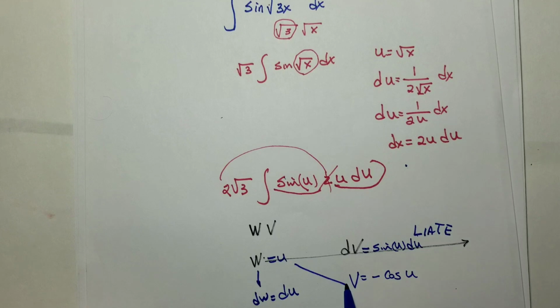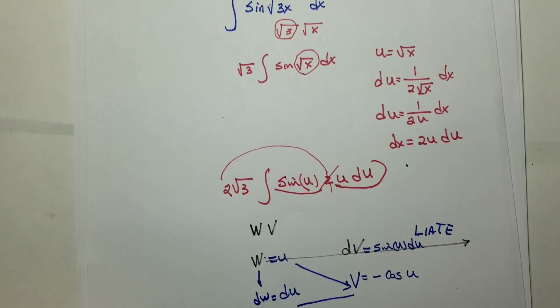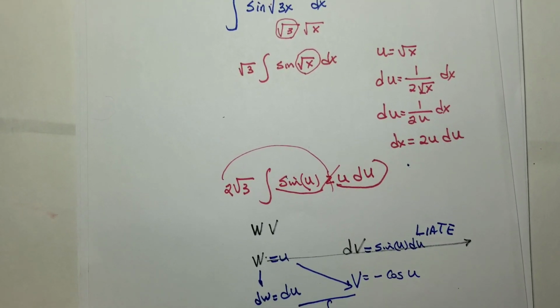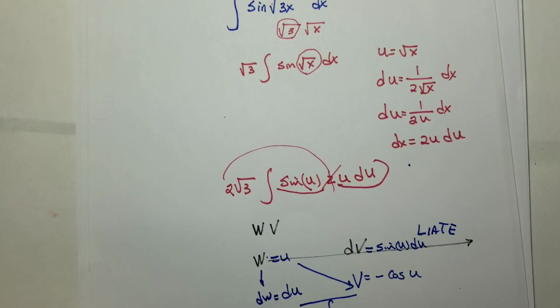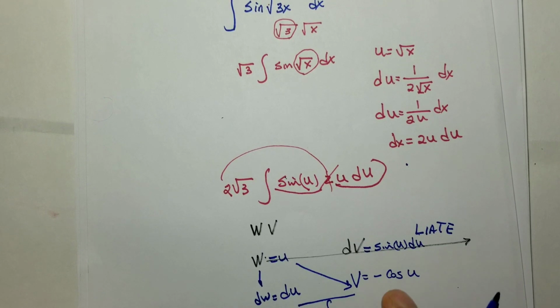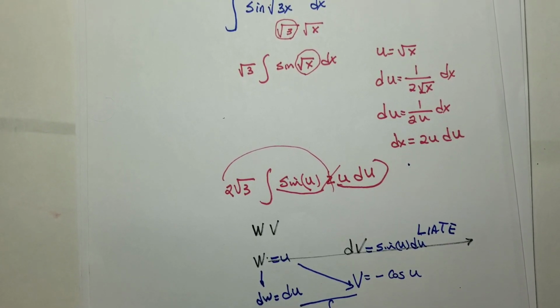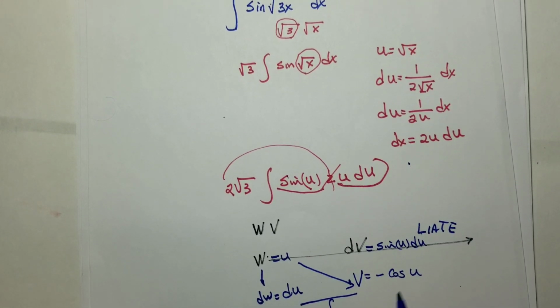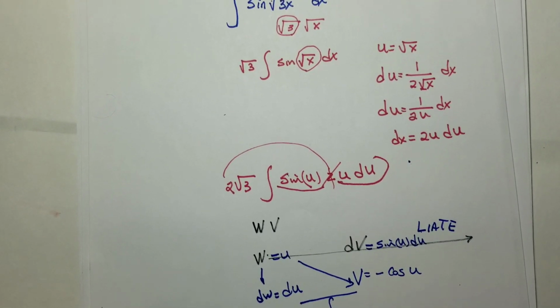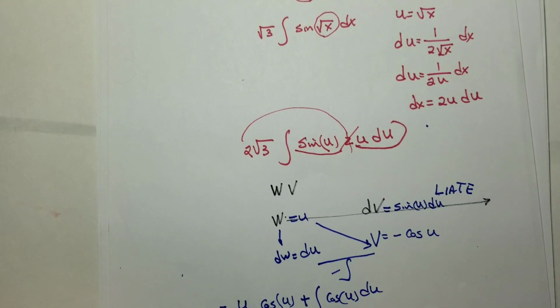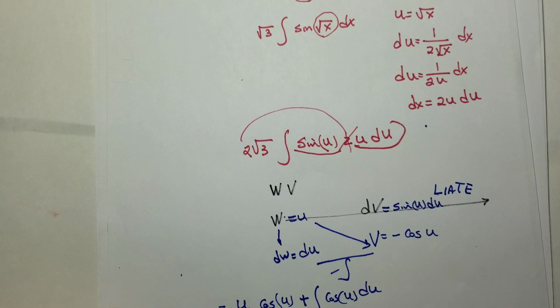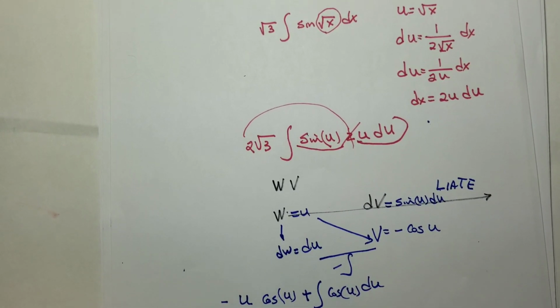The answer should be this minus the integral of that. Therefore, your answer should be u cosine of u. I have a negative. Negative times negative is a positive. Cosine of u du. Okay, what is the integral of cosine of u? It is sine of u plus c. Therefore, I got my answer.